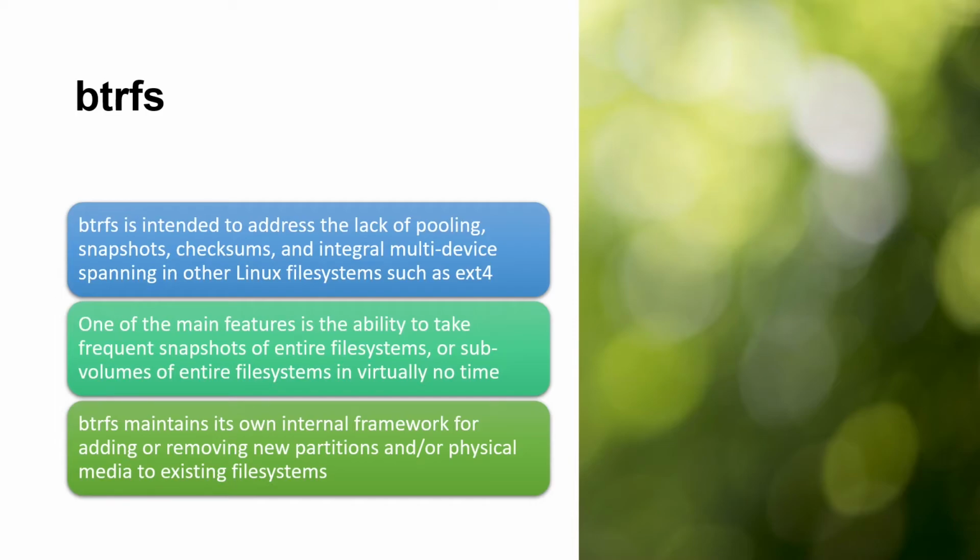btrfs is intended to address the lack of pooling, snapshots, checksums, and integral multi-device spanning in other Linux file systems such as ext4. Such features can be crucial for Linux to scale into larger enterprise storage configurations. Well, btrfs has been in the mainline kernel since 2.6.29. It has generally been viewed as experimental.